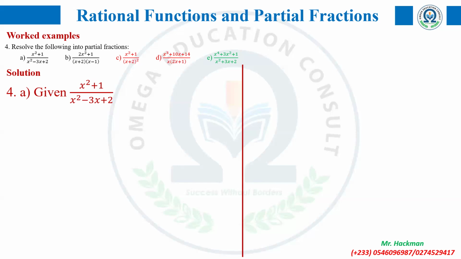In today's lesson, we are going to look at how to resolve improper rational functions into partial fractions. So please stay with me whilst I walk you through how to deal with this kind of situation. Our worked example 4 is all about improper fraction resolution. So resolve the following into partial fractions. You have 5 of them, but we'll do maximum 3. These two will be yours to try later.